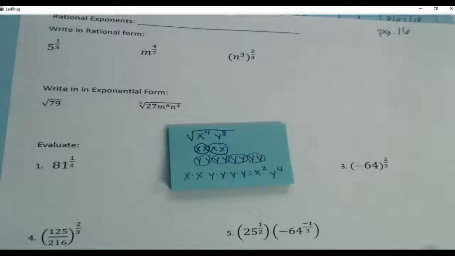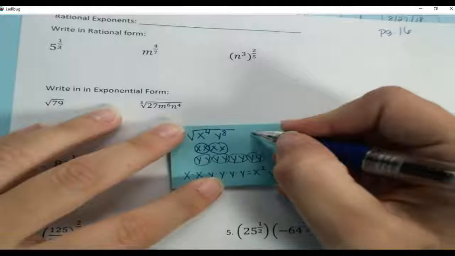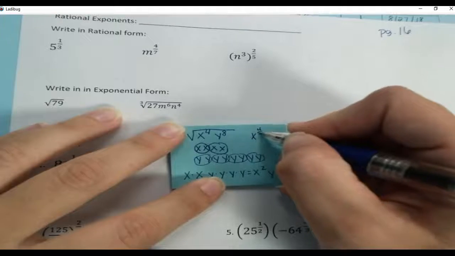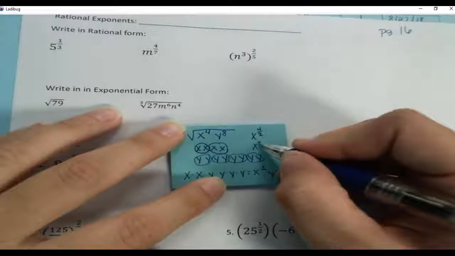But if you think about our original problem, square root of x to the 4th y to the 8th, and our answer x squared y to the 4th, does anybody see a shortcut on how to get there? Divide it by 2. Okay. So we've got a square root. So if I do 4 divided by 2, I get 2.